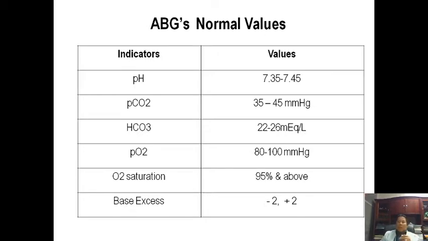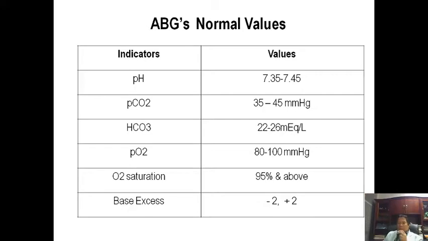60 to 79 millimeters of mercury PO2 is considered mild hypoxemia. Again, 60 to 79 millimeters of mercury is considered mild hypoxemia. 40 to 59 millimeters of mercury is considered moderate hypoxemia. And any partial pressure lower than 40 millimeters of mercury is considered severe hypoxemia.